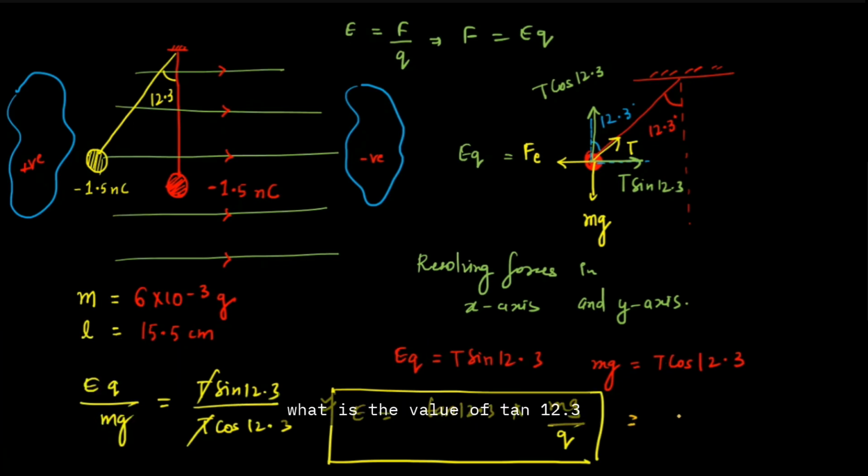So just tell me, what is the value of tan 12.3? What is the value of tan 12.3? 0.02. 0.02. It's 0.02.